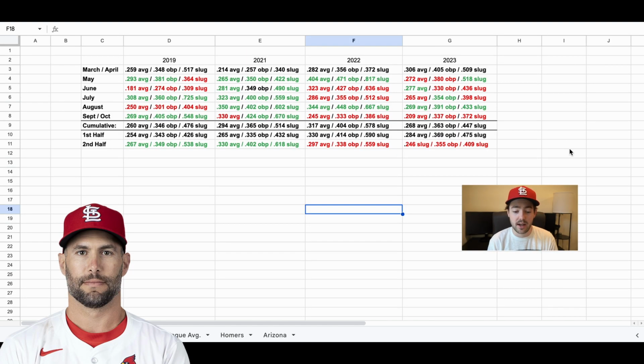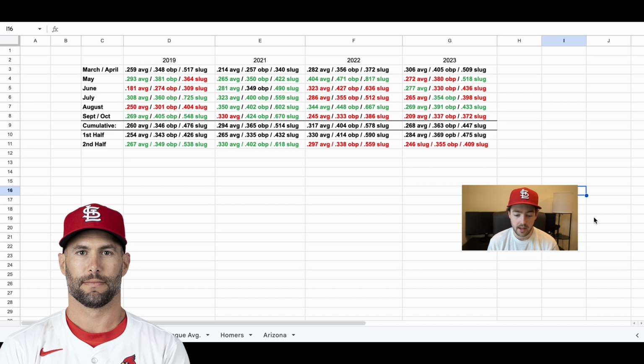What I did to do that is I went to Baseball Savant and I split up Paul Goldschmidt's batting average, on base percentage, and slugging percentage by month for every single month he's been a member of the St. Louis Cardinals, excluding 2020 for obvious reasons. And in this set of data, I put everything in green where he had an increase from one month to the next month, and a decrease in red from one month to the next in average, on base, and slugging.